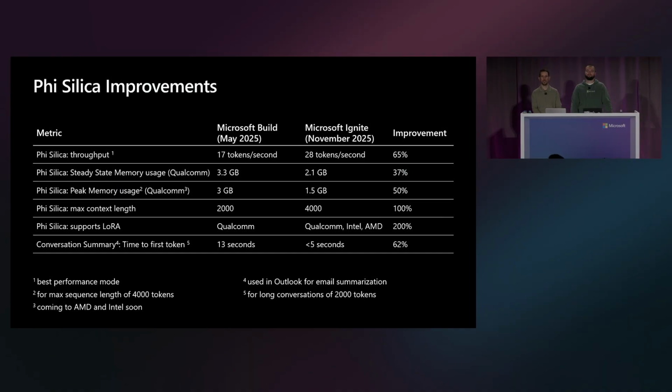Some additional improvements that we've made relate to reduction of steady-state memory usage when the model is loaded. This reduction is around 37%. Reduction of peak memory usage during prompt processing is 50%. We've extended context length from around 2,000 to 4,000 tokens. And LoRA is now supported on Intel and AMD devices in addition to Qualcomm. All APIs built on Phi Silica, like rewrite, summarize, image description, and more, automatically benefit from these core improvements.